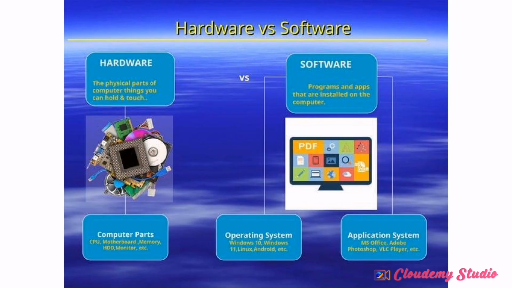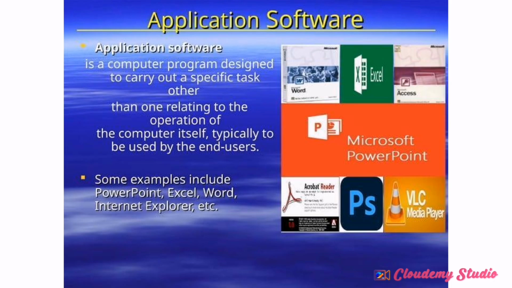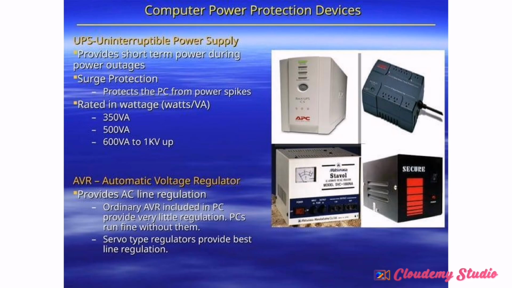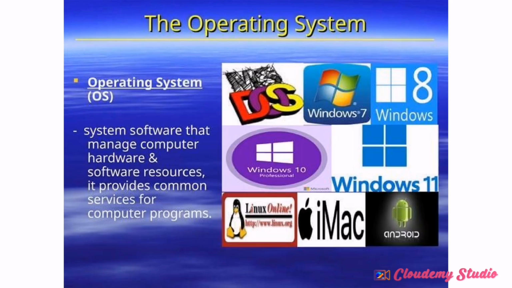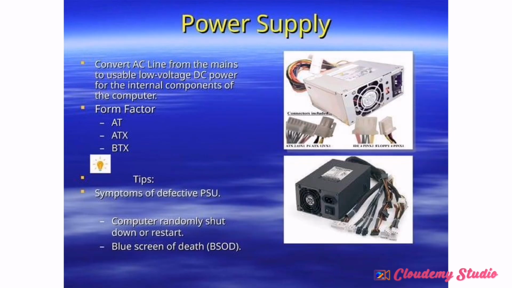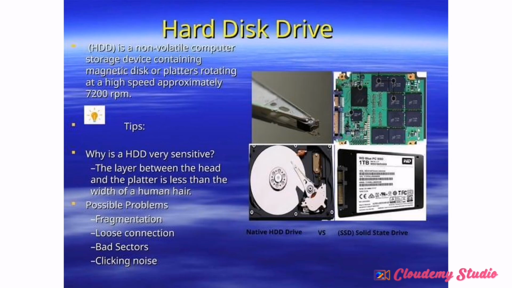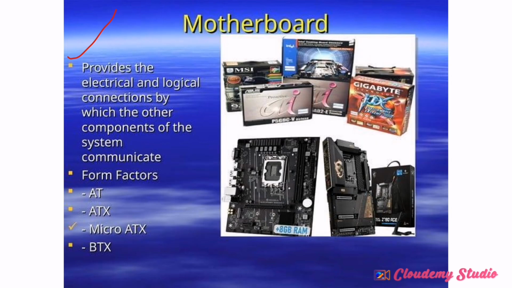Then hardware versus software. Hardware is something that you can see and touch. Software you can only see but you cannot touch. You should know the differences: application, operating systems, computer parts. Then applications of the software. These are the things that you're going to look at in the next class. So for now we are going to end here.